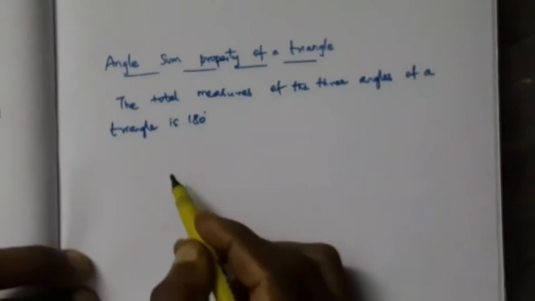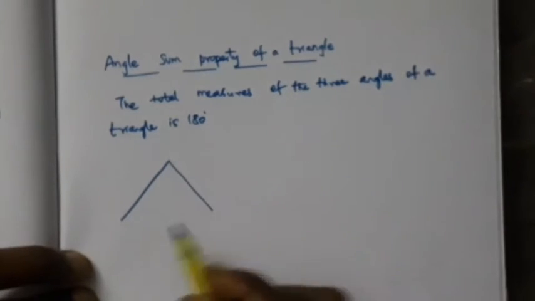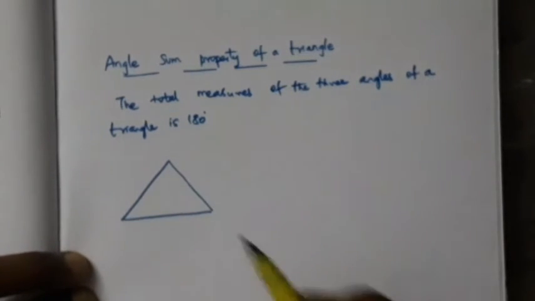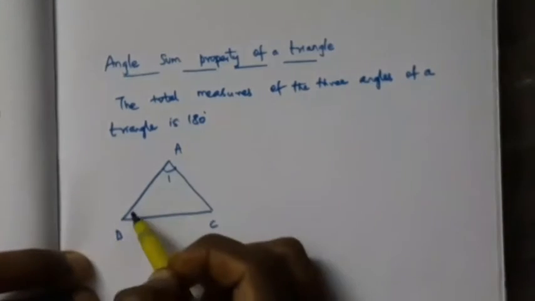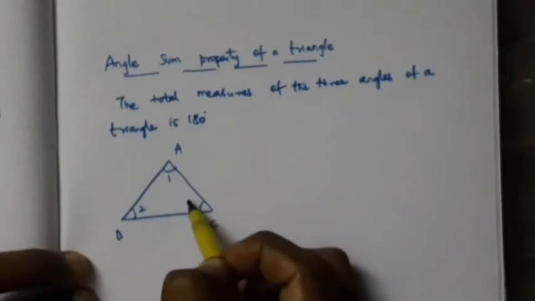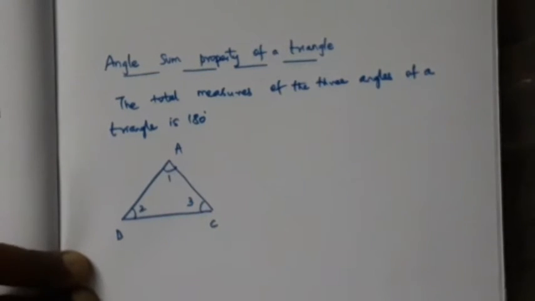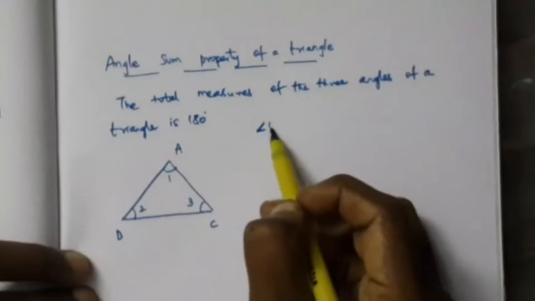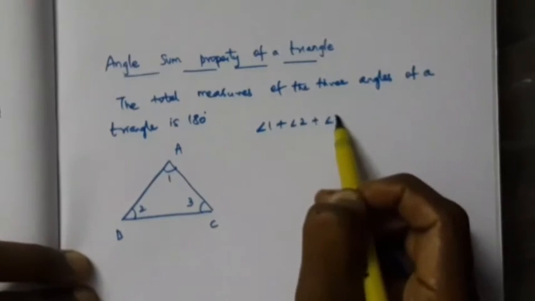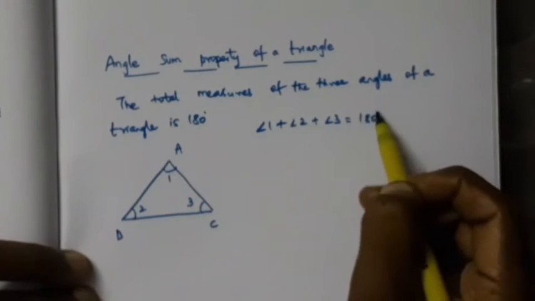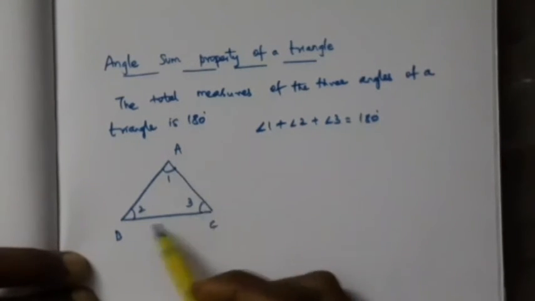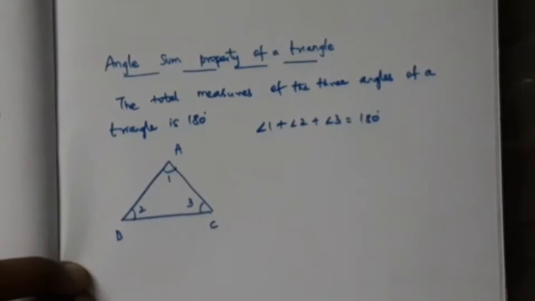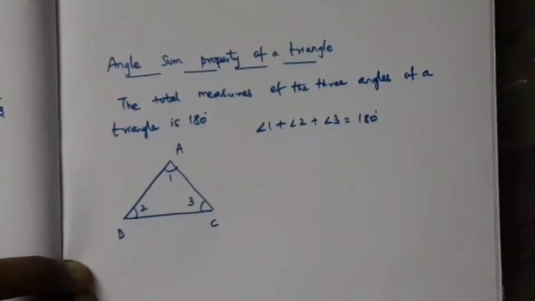So I am drawing a triangle. This is A, B and C. This is angle 1, 2, 3. The statement says angle 1 plus angle 2 plus angle 3 is 180 degrees. For any triangle, if you add all the three interior angles, it should give 180 degrees.